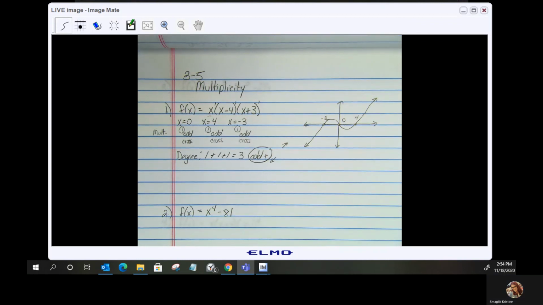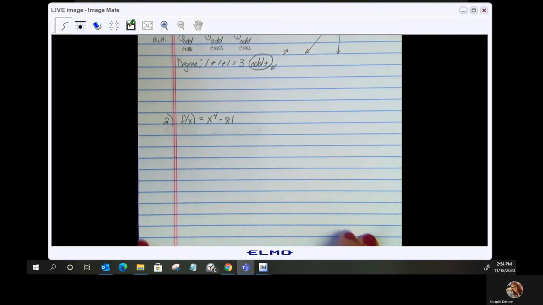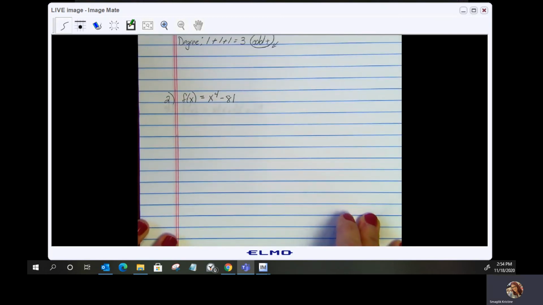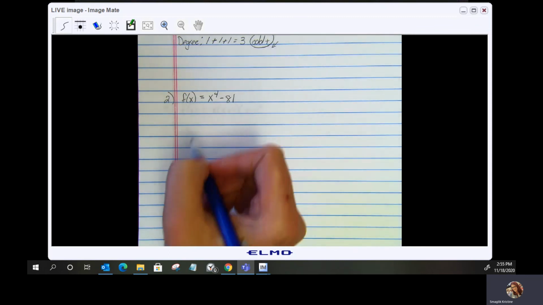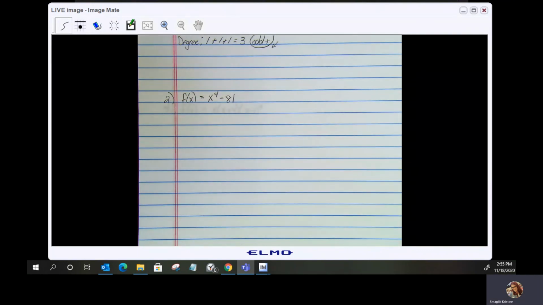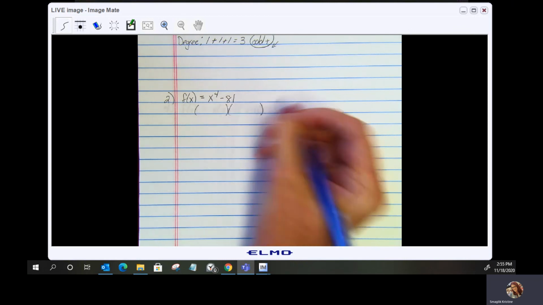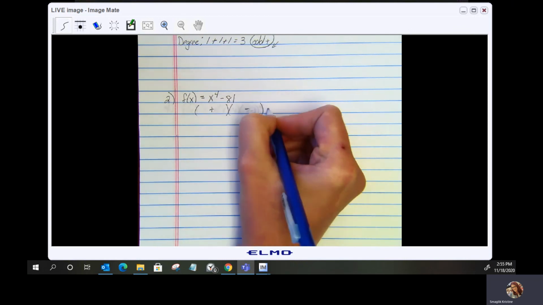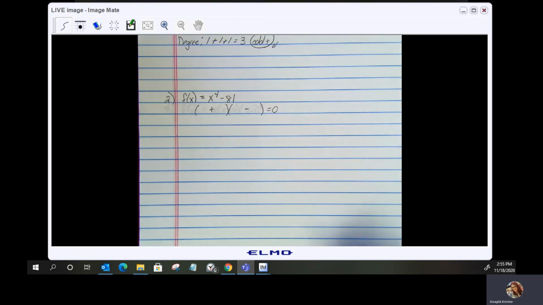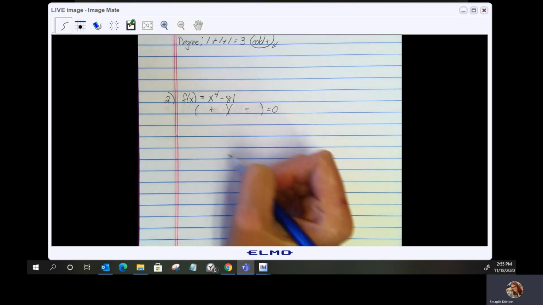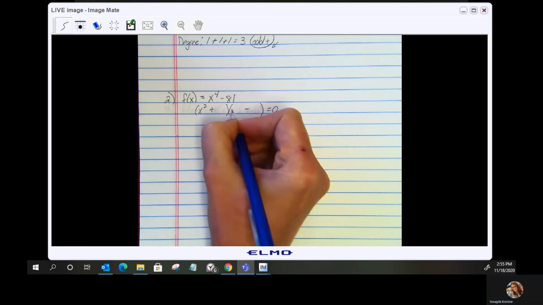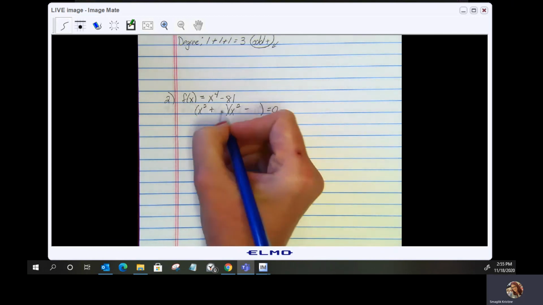Let's do another. We have x to the 4th minus 81. So I have a 4th degree polynomial. I can expect to get out 4 zeros. So let's factor this. This is a difference of squares. So this is going to factor as, we're going to make our 2 sets of parentheses, one plus, one minus. We'll set it equal to 0 because we have to solve. The square root of x to the 4th is x squared. The square root of 81 is 9.